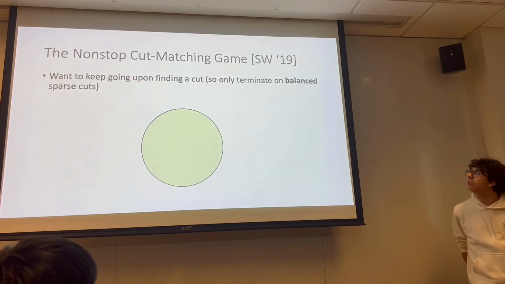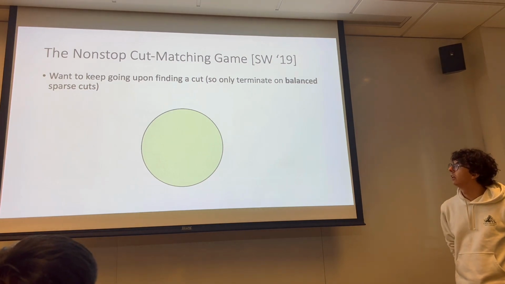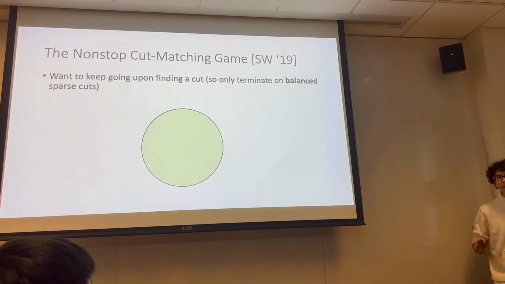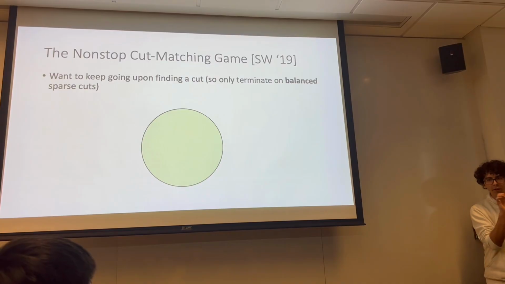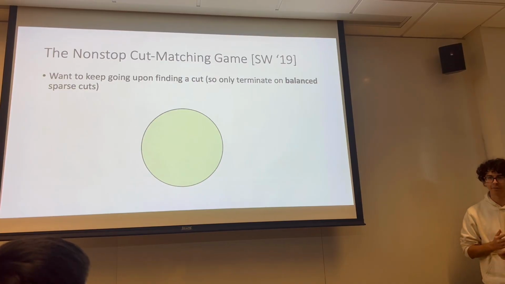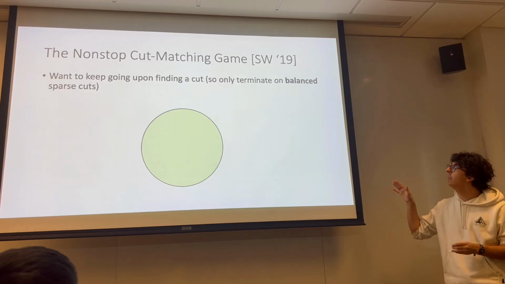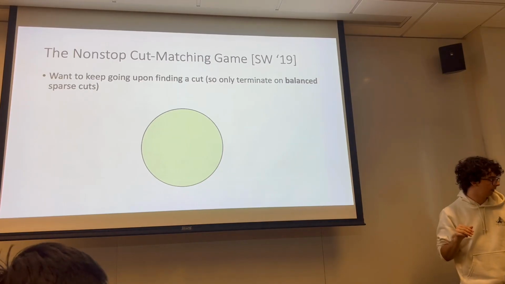So Saranurak and Wang use something called the non-stop cut matching game here. The idea is that when we find a sparse cut, you don't necessarily just want to stop. Because if you cut out like one leaf, you're taking forever. So they only really want to terminate on balanced sparse cuts. So what does this mean?